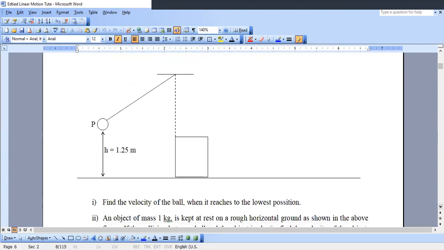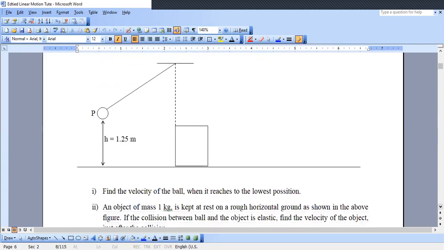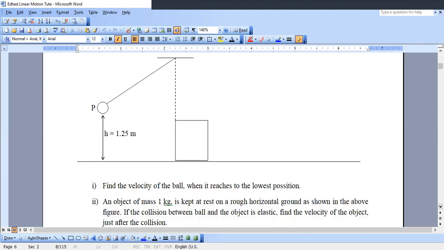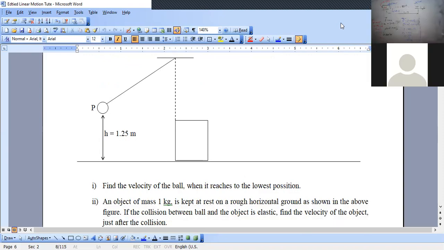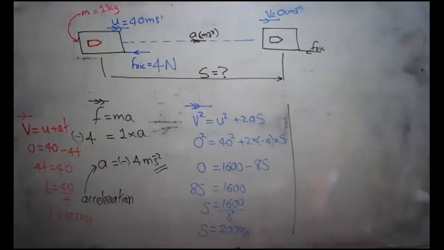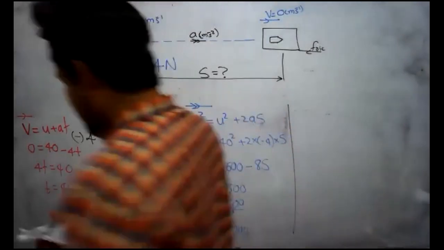The first question asks us to find the velocity of the ball when it reaches the lowest position. So lowest position means it will reach somewhere here because there is a string. Because of this string, the object will not reach the ground. So it will come to somewhere here. So let's give a try. Can you guess the law that should be applied for question number 20? Anybody in the class?